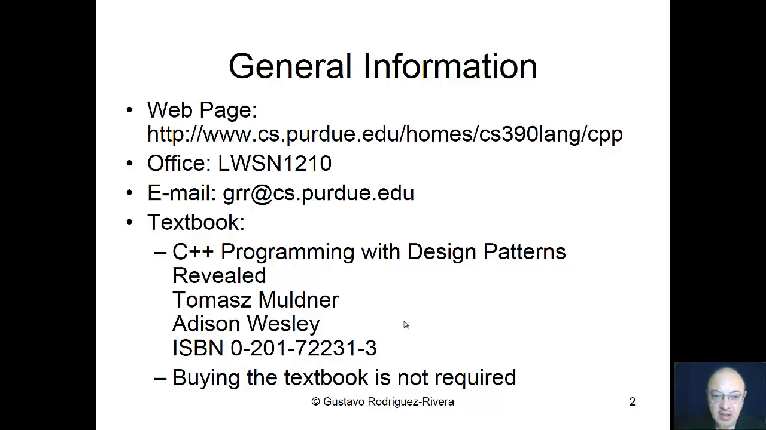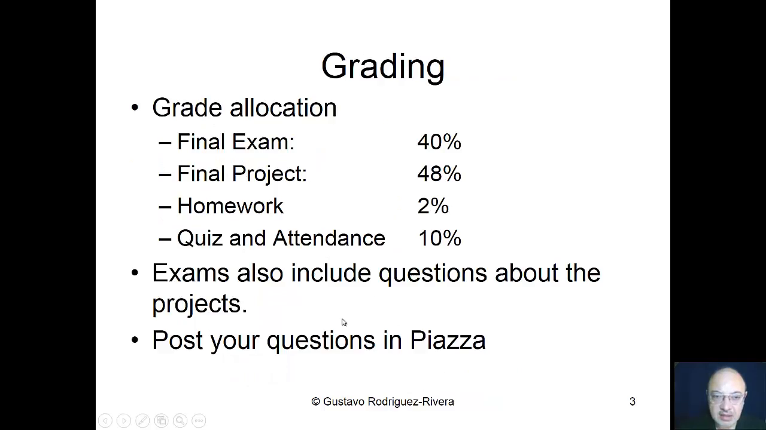The grade allocation will be: the final exam 40%, the final project 48%, the homework 2%, and the quiz attendance 10%. Attendance is very important. We are going to include questions about the projects in the exam. Post your questions in Piazza, and it's very important that you notice this course will take 5 weeks.